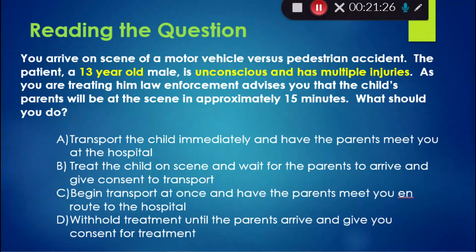Okay. So C, begin transport at once and have the parents meet you en route to the hospital. My question is, how am I going to meet them en route? I don't know where they're coming from. They don't know where I am. And this is going to take a lot more time than my patient might have. So I'm going to say that is not the best answer. And we've talked about D, withholding treatment is not a good option. So the correct answer to this one, based off of trial and elimination, the best answer is A, transport this patient immediately, have the parents meet you at the hospital.